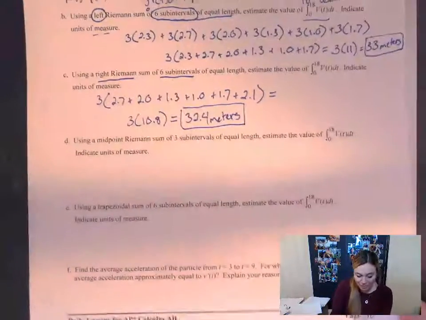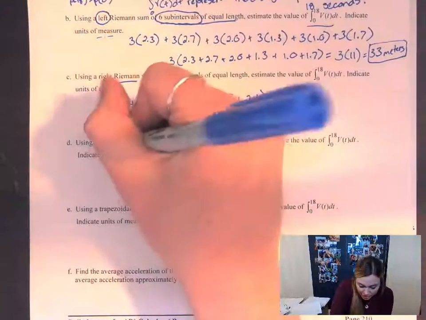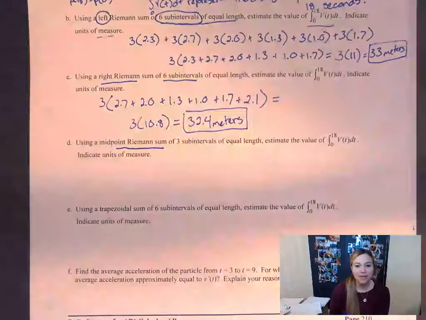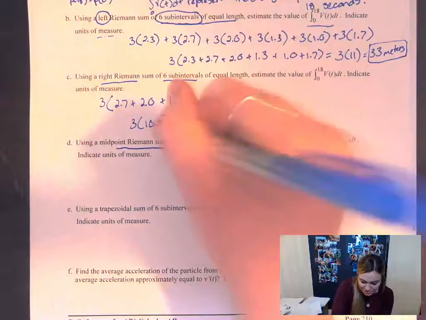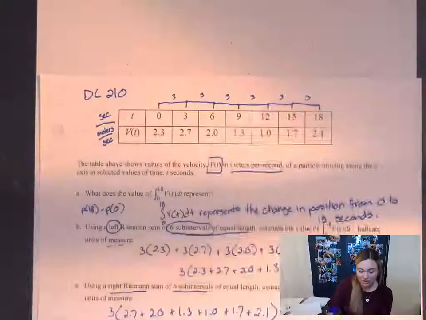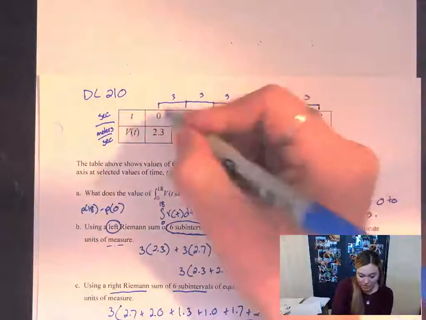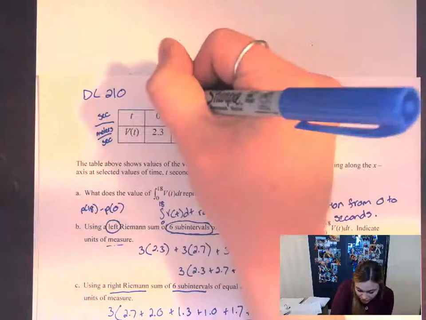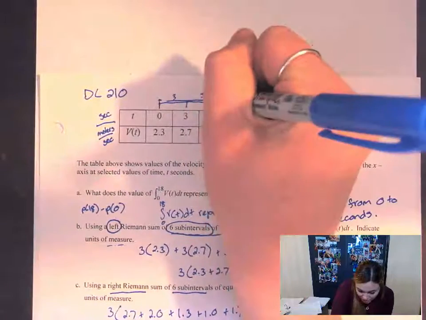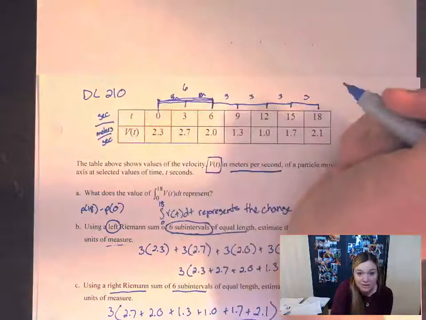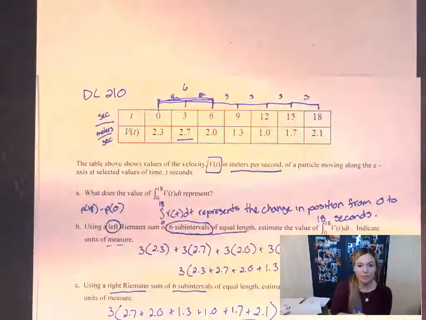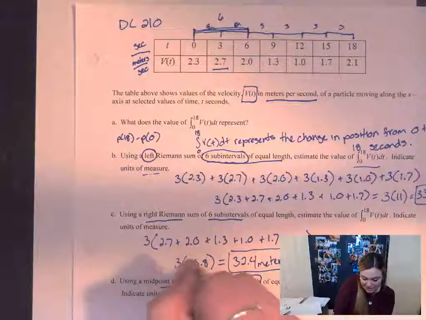Okay, a midpoint Riemann sum. Midpoint Riemann sum, how do you do that again? This is only 3 subintervals of equal length. So instead of going the whole way from here to here, I'm going to go from here all the way to here. So instead of 3 and 3, this whole thing would be 6. My midpoint would be the times 2.7. So I'm going to say 6 times 2.7.